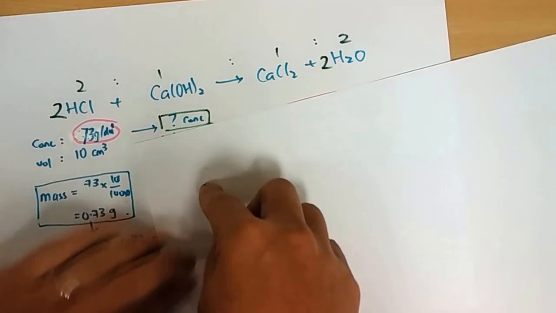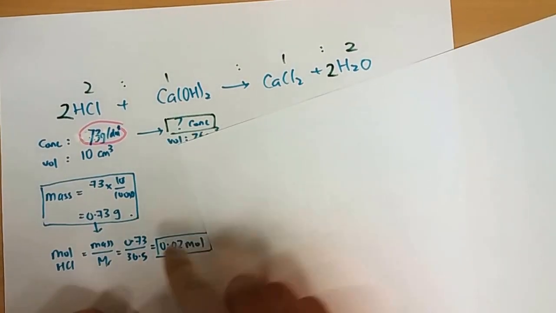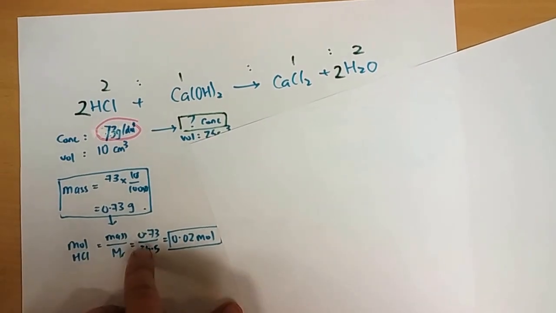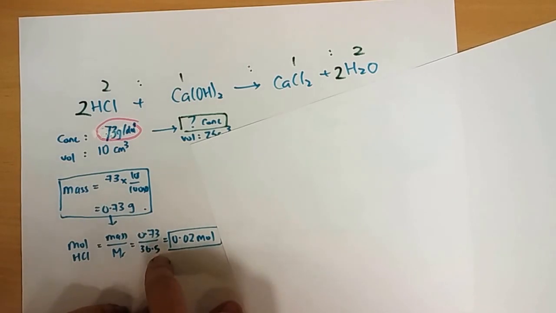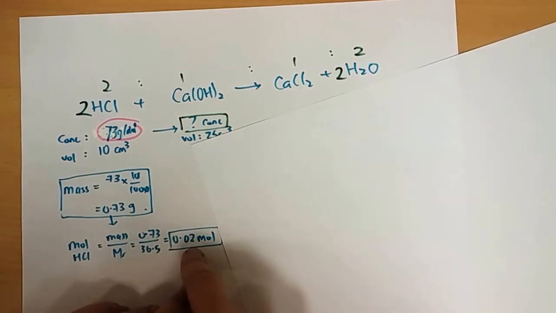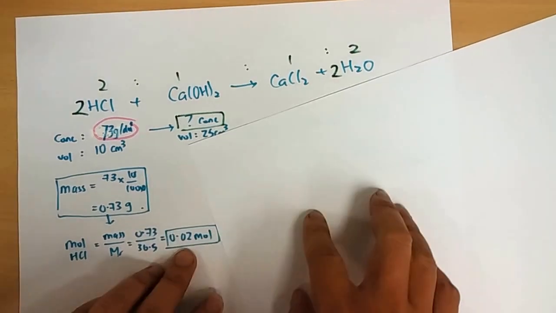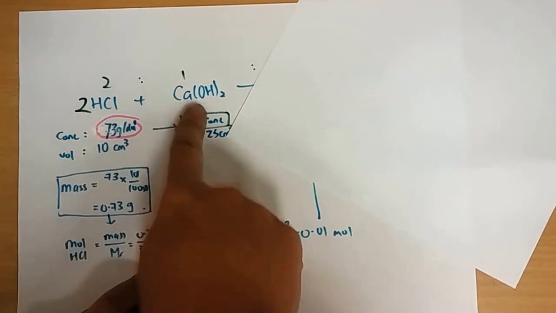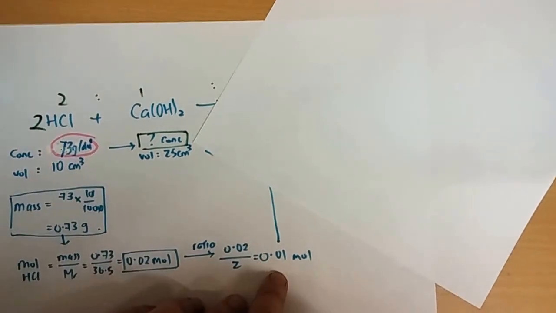Can I find the mole? Yes. Go back to what you have learned previously. Mole is equal to mass divided by the molecular mass. So it's 0.73 divided by 36.5. You get 0.02 mole. Once you have this, the gameplay is the same. Use the ratio 2:1. 0.02 divided by 2, so you get 0.01 mole.